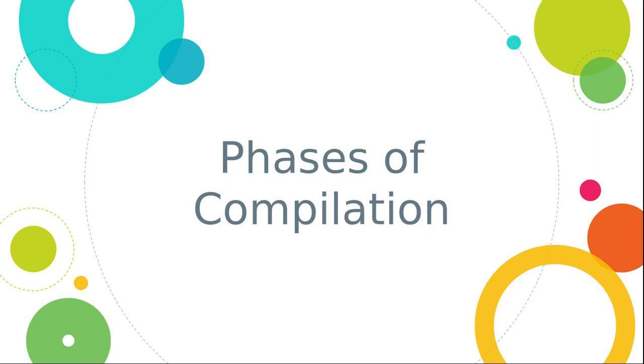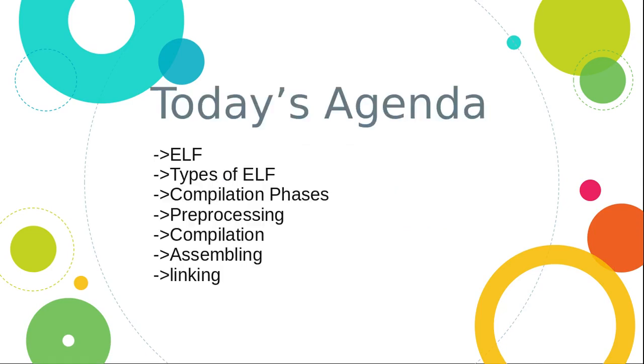So today we are going to discuss the phases of compilation. What will today's agenda be? We will talk about ELF, types of ELF, the compilation phases, and the different phases in compilation, including pre-processing, compilation, assembling, and linking. We should know these things before running our C code, because until we know the flow, it will be very difficult for us to examine the errors and different terminology.